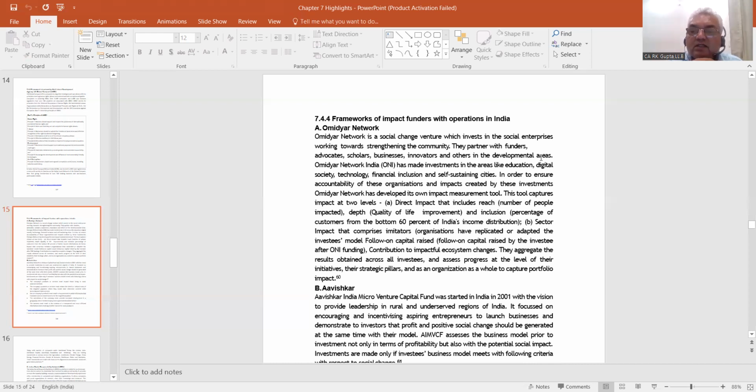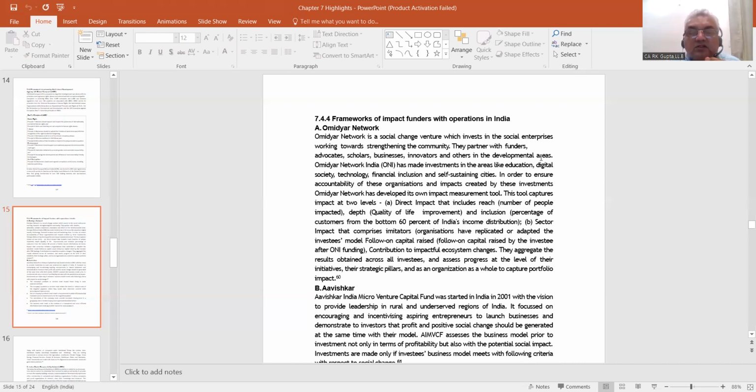First is the direct impact. That includes reach, number of people impacted, depth, quality of life improvement, and inclusion, percentage of customers from the bottom 60% of India's income distribution. And second is the sector impact. That comprises imitators, organizations that have replicated or adapted the investee's model, follow-on capital raised by the investee after ONI funding, and contribution to impactful ecosystem change. So they aggregate the results obtained across all investees and assess progress at the level of their initiatives, their strategic pillars, and as an organization as a whole to capture portfolio impact.